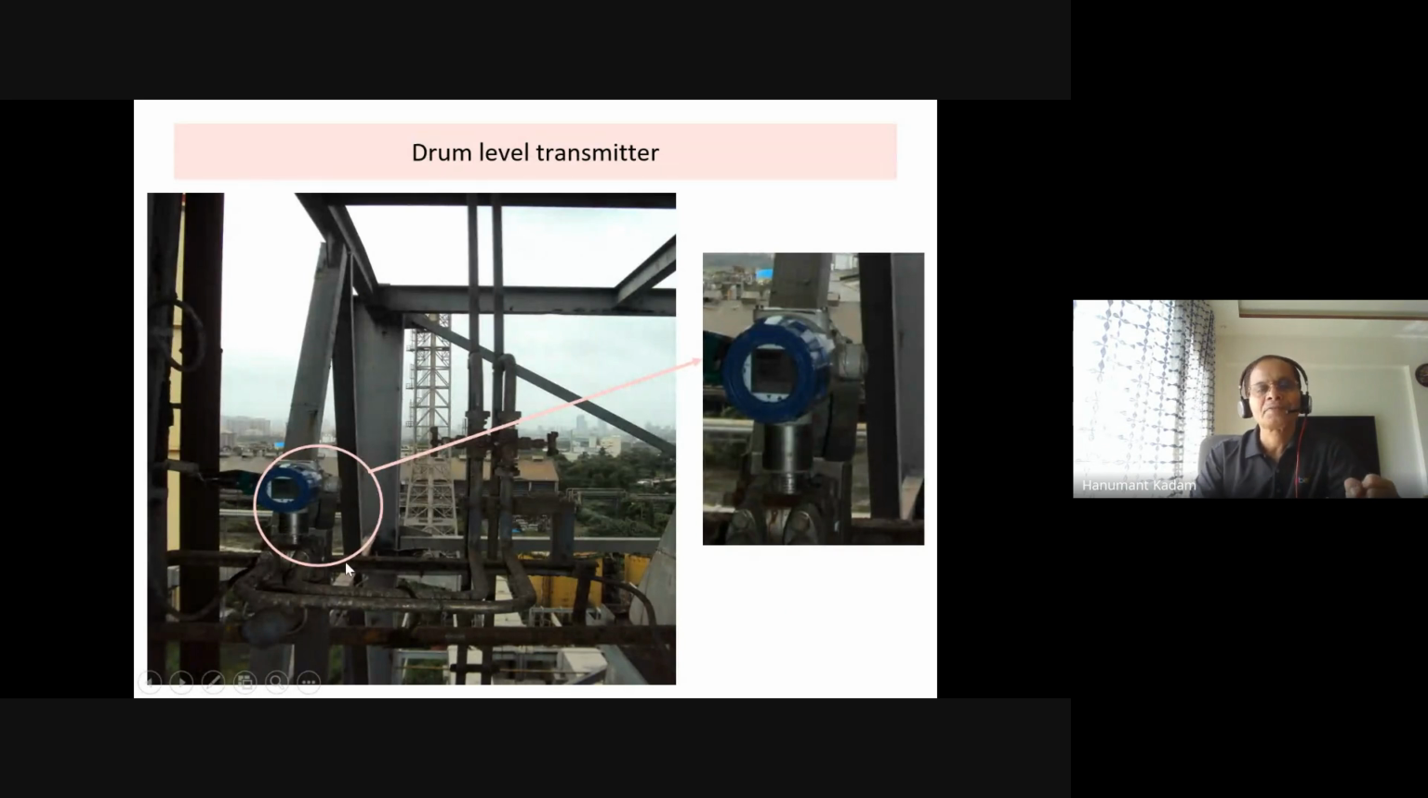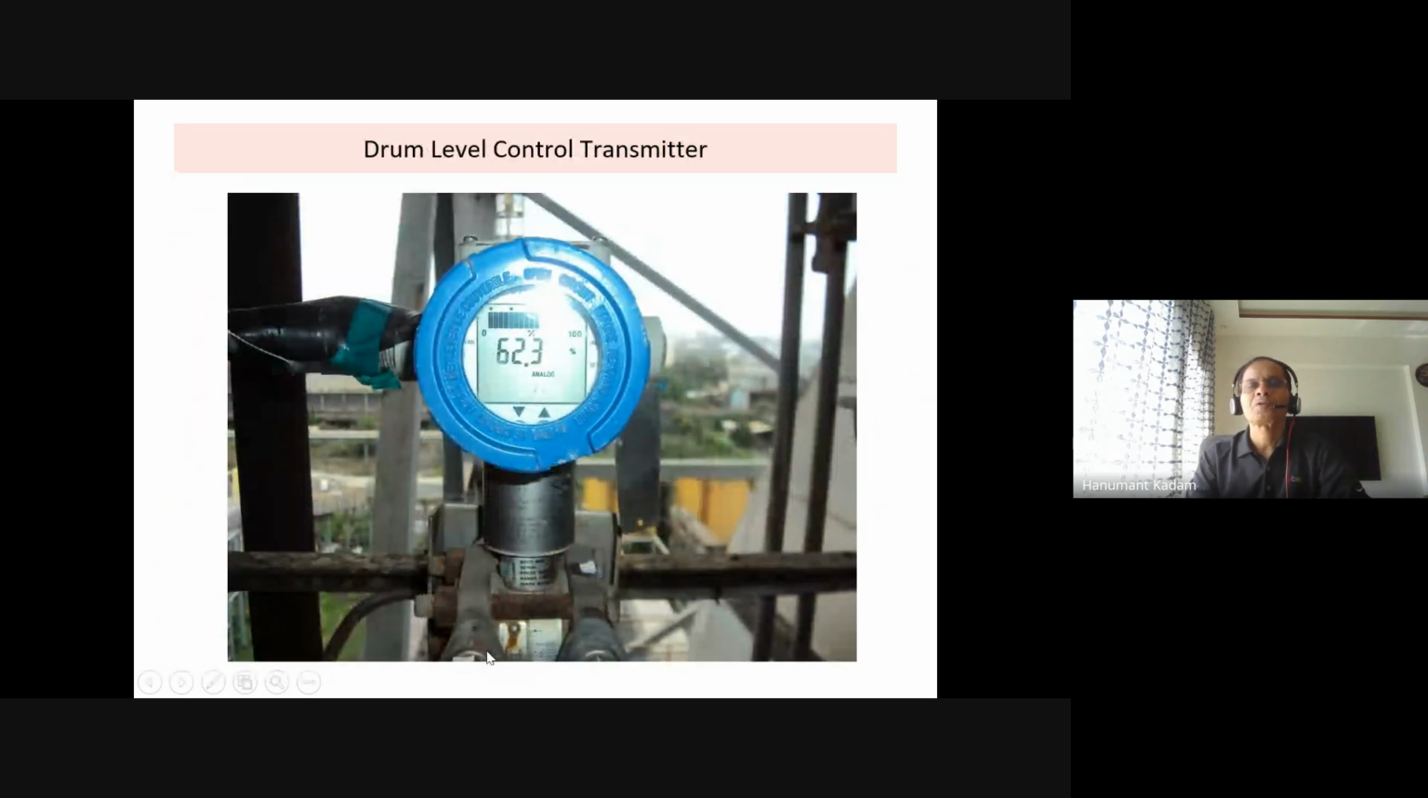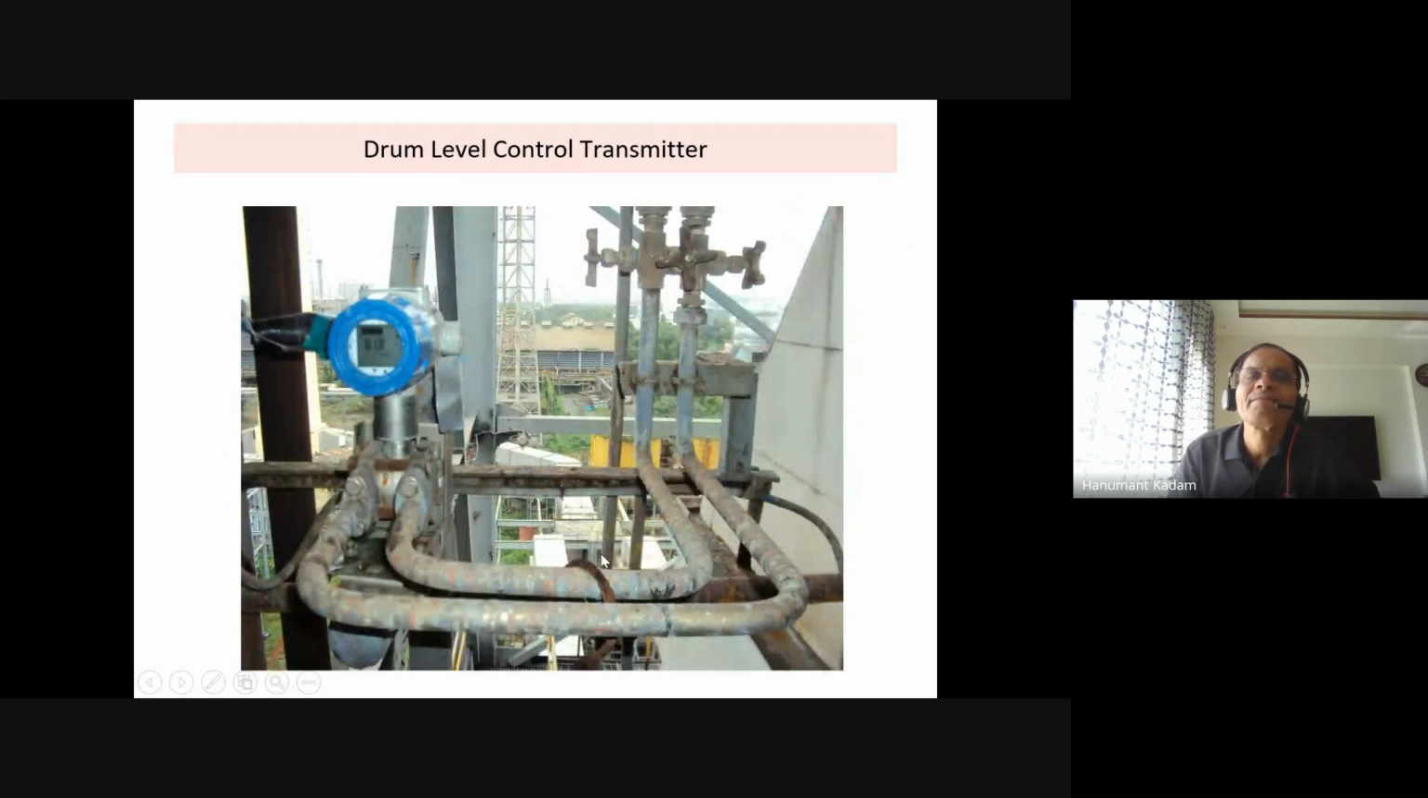Drum level transmitter here. There are two out of three, so this is one transmitter which is showing 62% presently. You can see how it is installed: HP, LP, and tappings, isolation valves. That is the manifold here. This is the three-way manifold here.